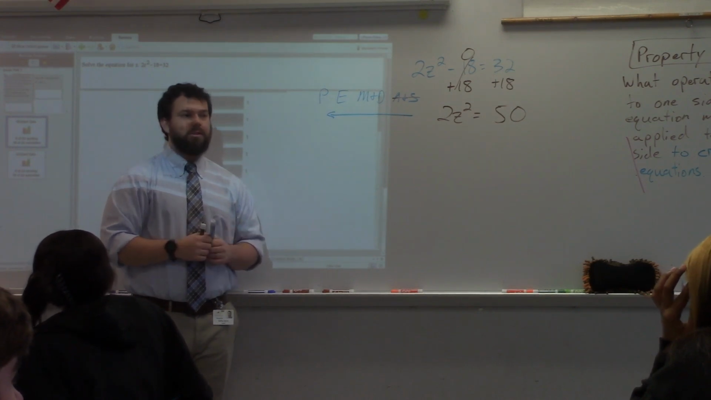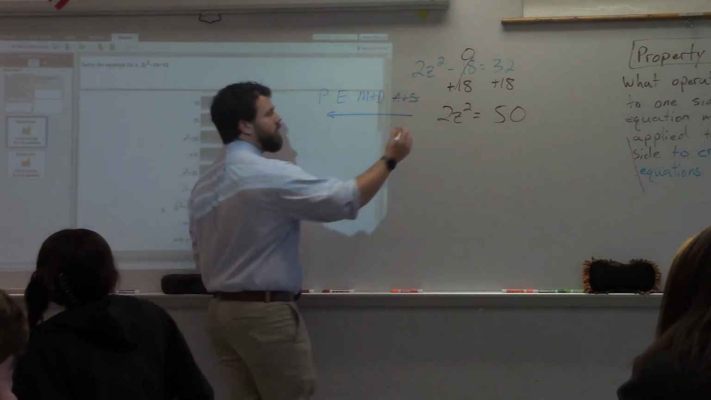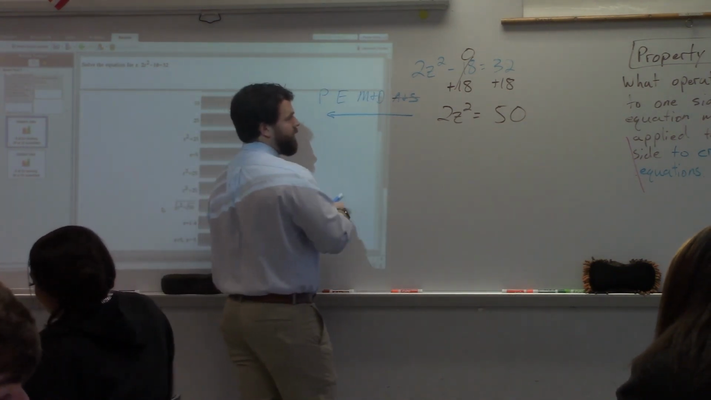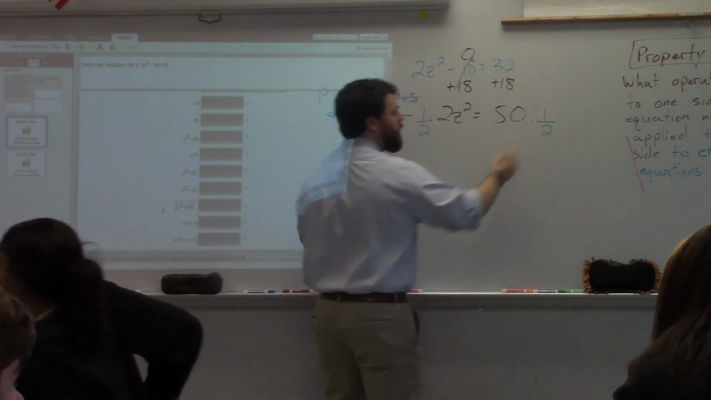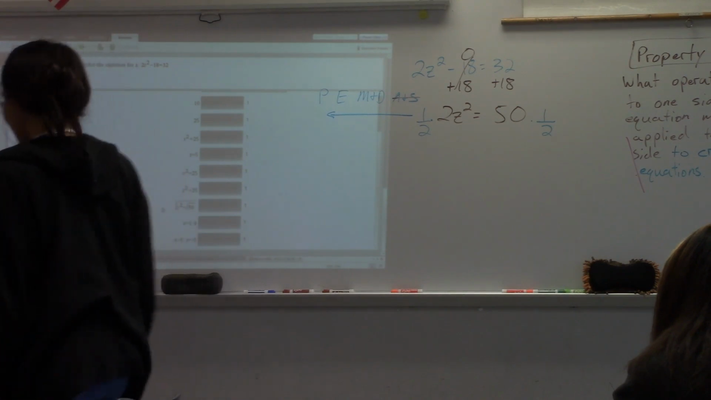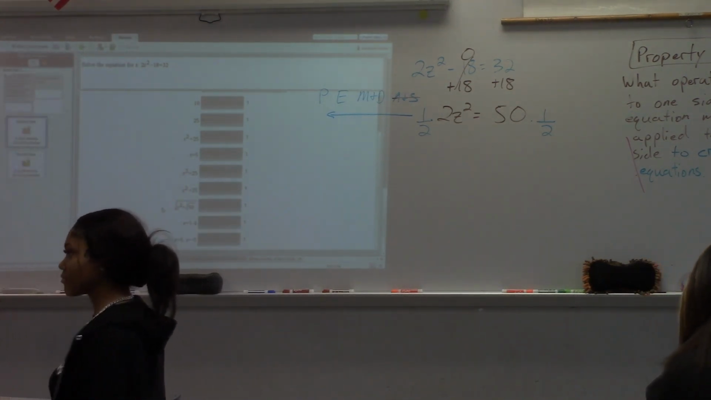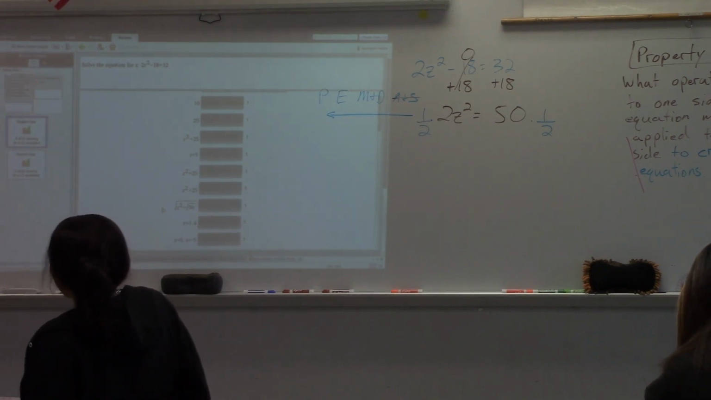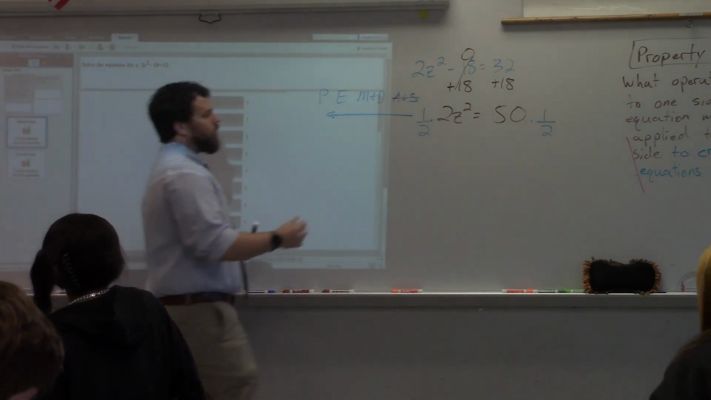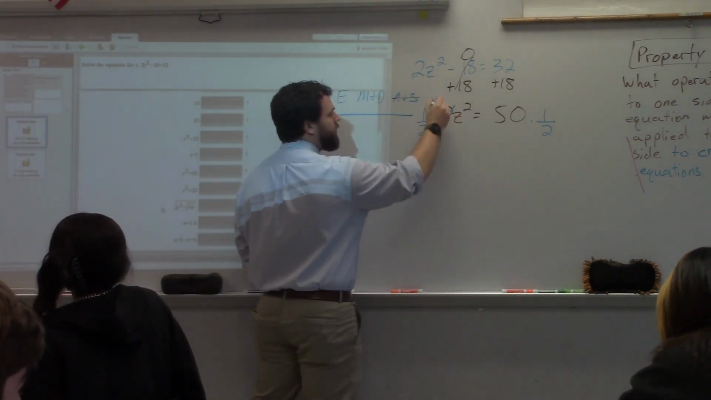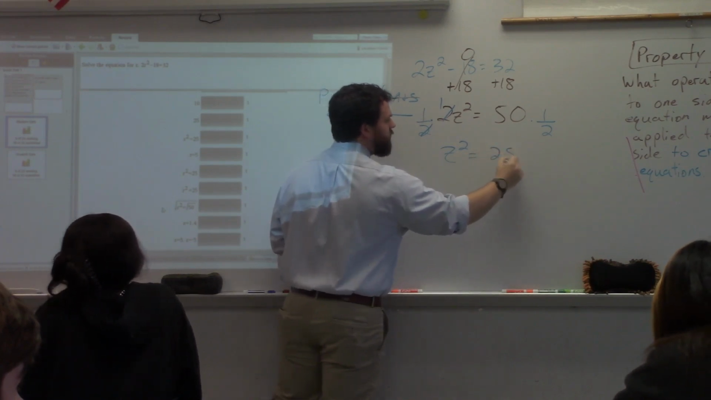So what am I going to do now? If I divide by 2, what is 2 divided by 2? 1. Or we can use the 1/2, that reciprocal, right? Remember, and this is what I want us to consider, that 1/2 can also be read as 1 divided by 2. I'm still dividing by 2, guys. It's just this format is going to help you get more comfortable with writing exponential equations. So, z squared is equal to half of 50 is 25.